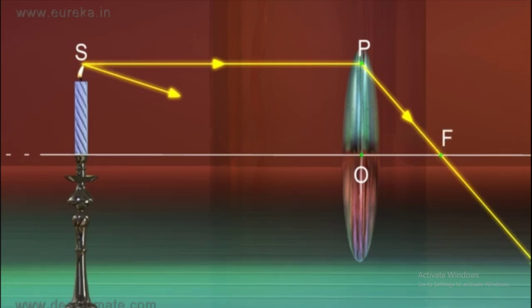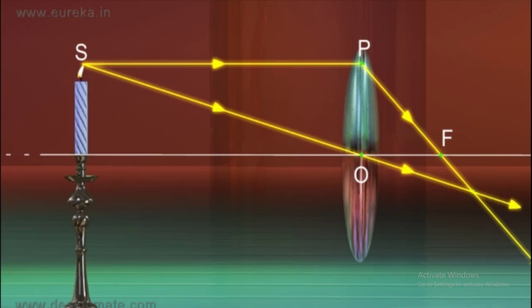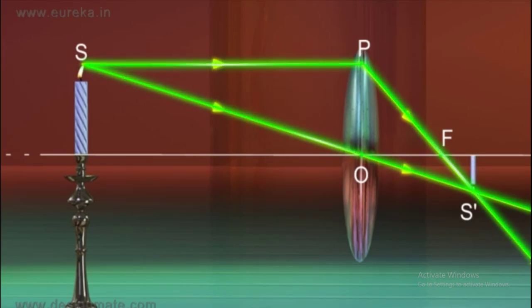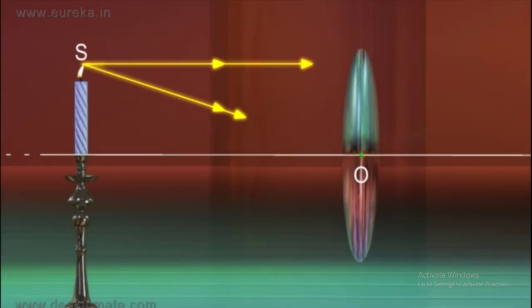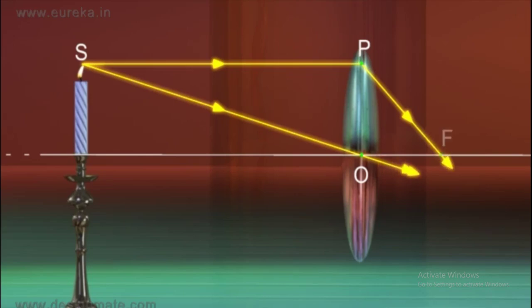Another ray from the top of the candle passing through the optical center O of the lens goes undeviated to intersect the previous refracted ray at point S'. An image is formed at this point where the two refracted rays intersect each other. Hence, we have seen how an image is formed in a convex lens.